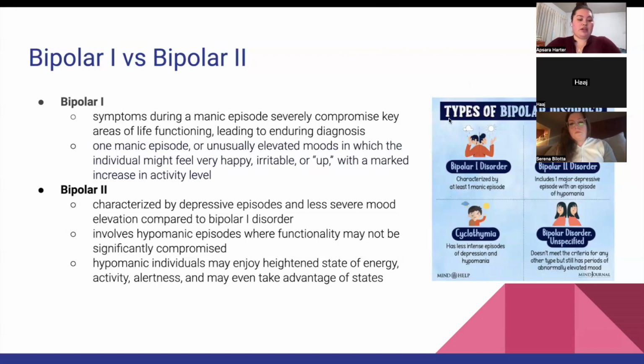Bipolar 2, it is characterized by depressive episodes and less severe mood elevation compared to bipolar 1 disorder. It involves hypomanic episodes where functionality may not be significantly compromised. A little bit more detail about hypomanic episodes would be that individuals may enjoy heightened state of energy, activity, alertness, and may even take advantage of the different states. So over here, again, looking at the figure, we have bipolar 2 disorder, which includes one major depressive episode with an episode of hypomania.